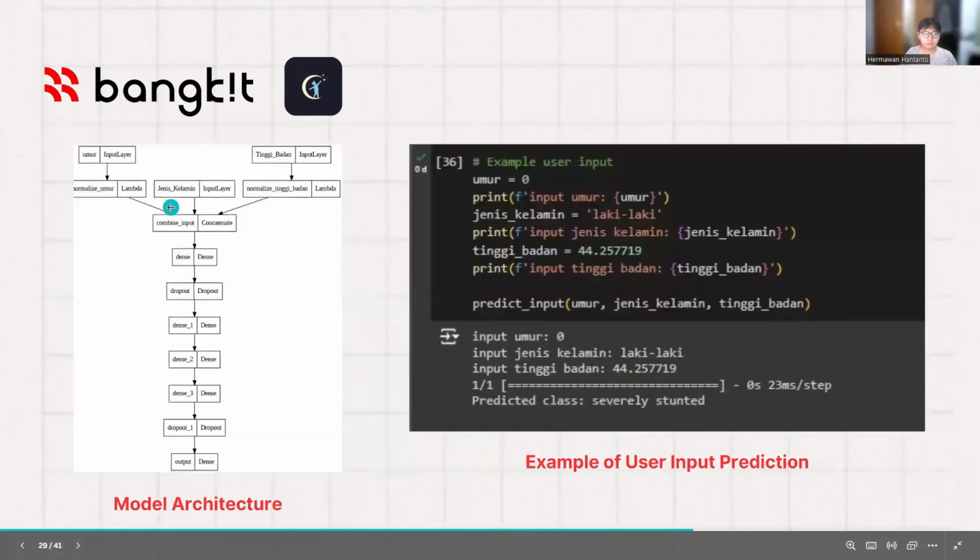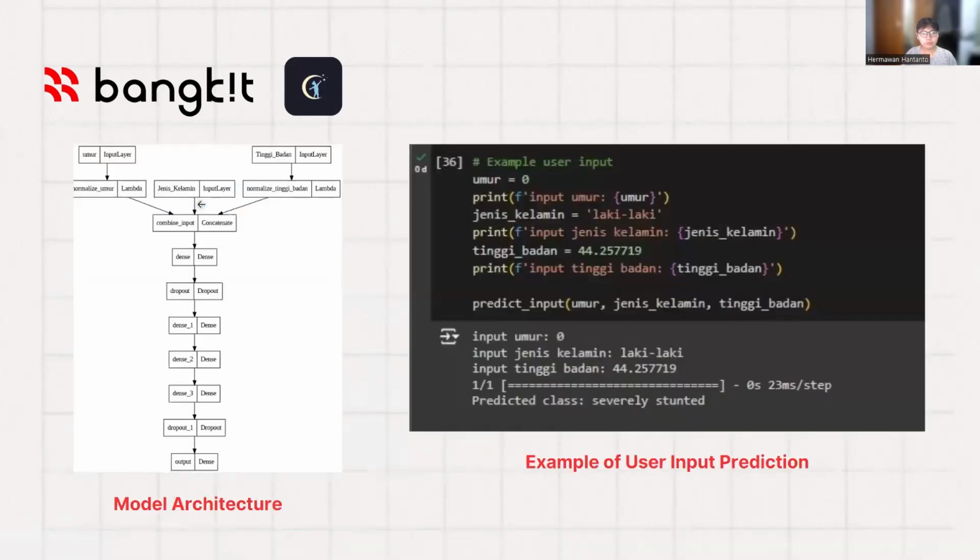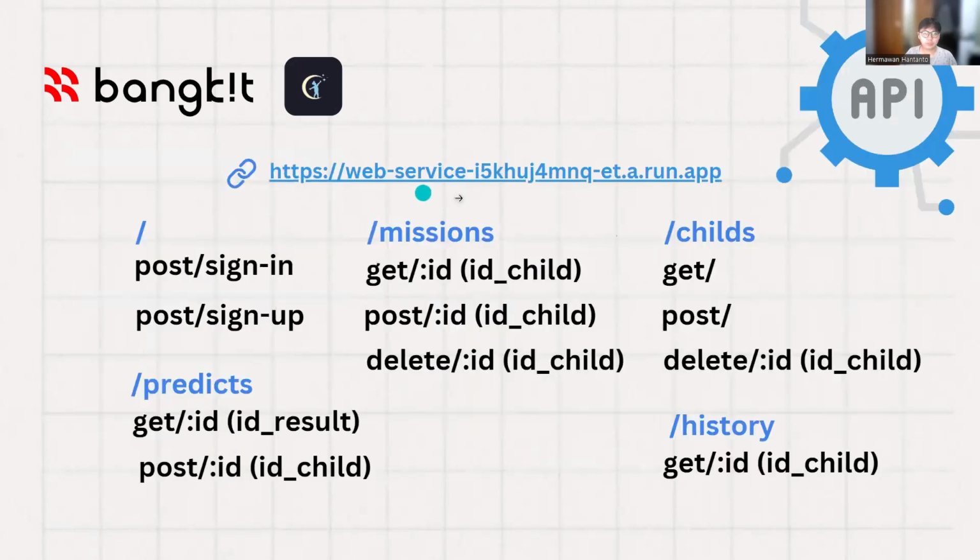Moving on to the machine learning model architecture. We have three input parameters: age, gender, and age. For example, we have gender laki-laki and age around 44, and for the age it is 0, and the result is separately stamped. Next, this is our API.